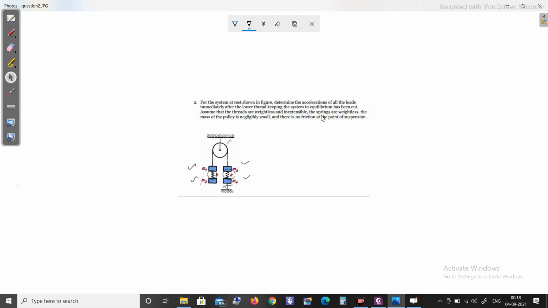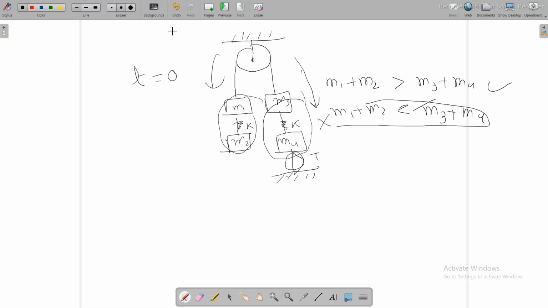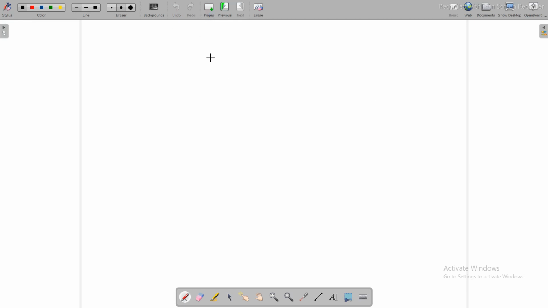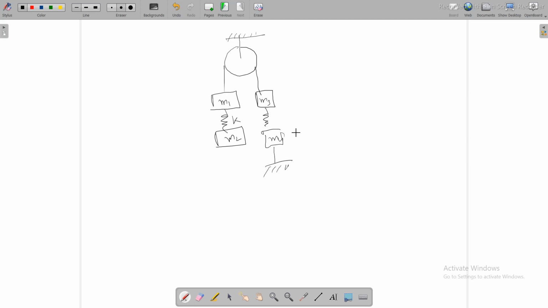So what I am trying to say is, let there be two masses m1 and m2, and there is a spring having spring constant k, and this is m3, this is m4, and it is attached to a string. So this is the initial condition at t equal to 0.